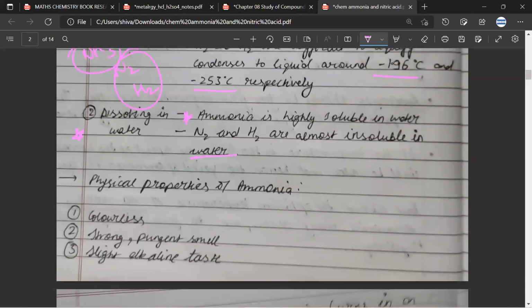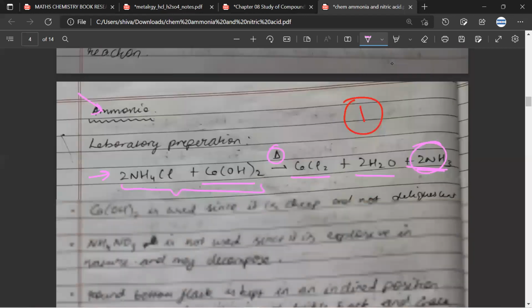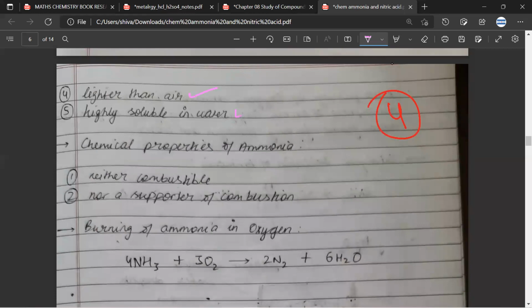Now the physical properties of ammonia: it is colorless, it has a strong pungent smell, it has a slightly alkaline taste. It is lighter than air and it is highly soluble in water. This is a very important property, lighter than air, highly soluble in water, and this is the reason for the collection of ammonia in the laboratory preparation that we studied earlier. These were the physical properties. The chemical properties are that it is neither combustible nor a supporter of combustion, and the section that we will study henceforth will be the chemical properties of ammonia.